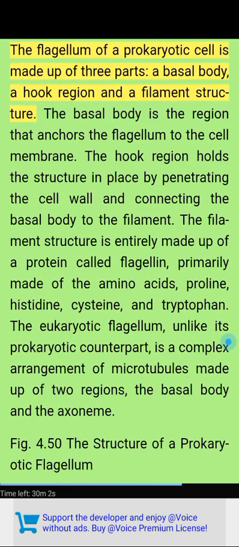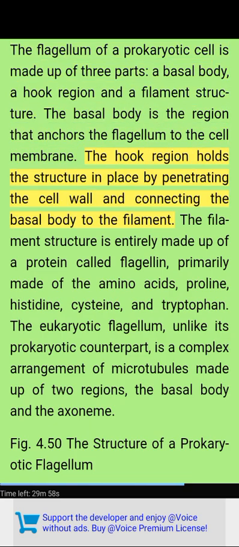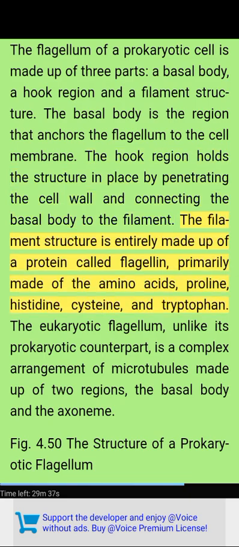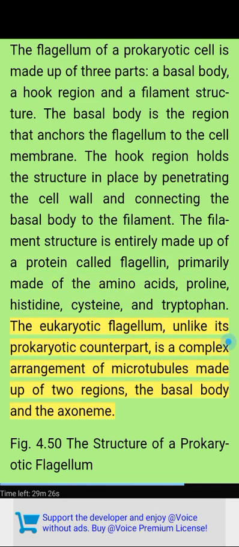Structure. The flagellum of a prokaryotic cell is made up of three parts: a basal body, a hook region, and a filament structure. The basal body is the region that anchors the flagellum to the cell membrane. The hook region holds the structure in place by penetrating the cell wall and connecting the basal body to the filament. The filament structure is entirely made up of a protein called flagellin, primarily made of the amino acids proline, histidine, cysteine, and tryptophan. The eukaryotic flagellum, unlike its prokaryotic counterpart, is a complex arrangement of microtubules made up of two regions, the basal body and the axoneme.